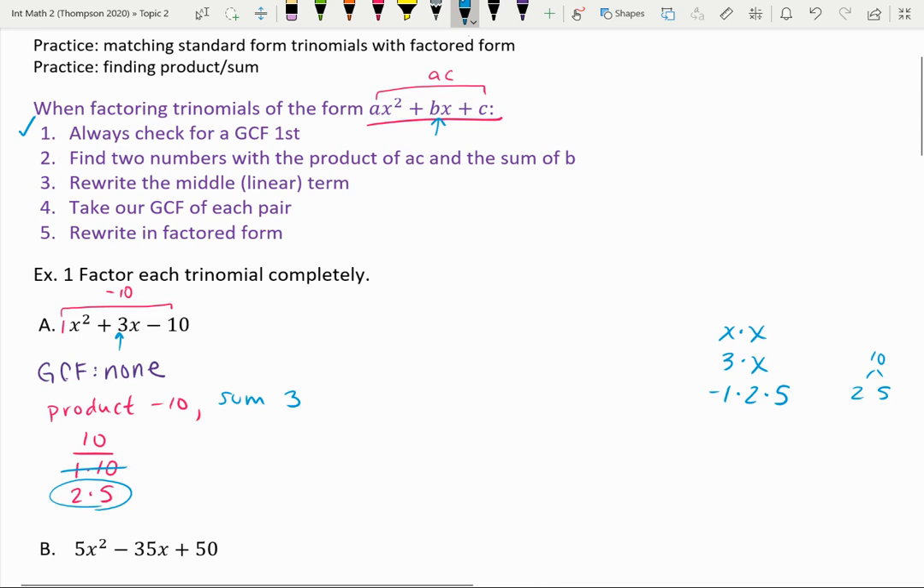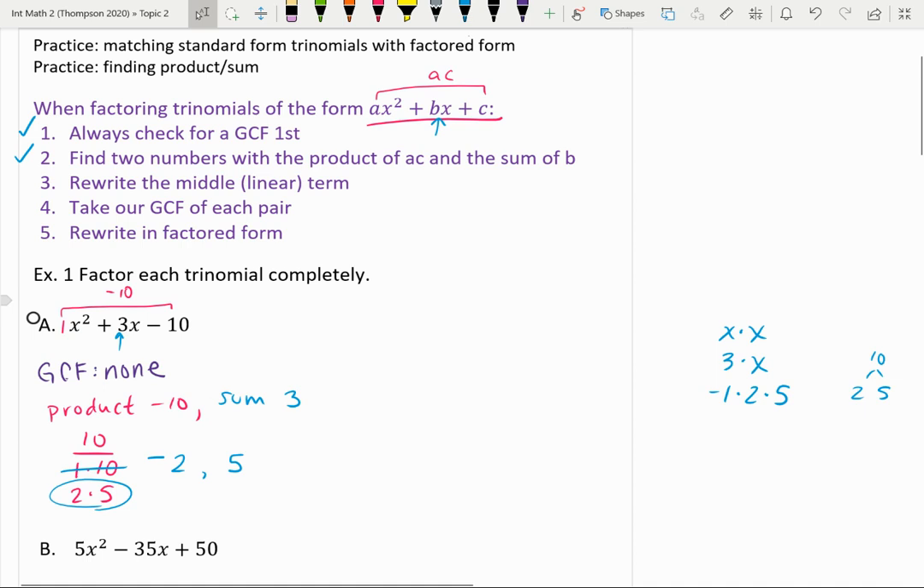So I have a 2, and I have a 5. I need a negative product, negative 10, so one of these needs to be negative with a sum of 3. You might have to write and erase and do a little bit of figuring here. But this works when the 2 is negative and the 5 is positive. Okay, that's my second step.